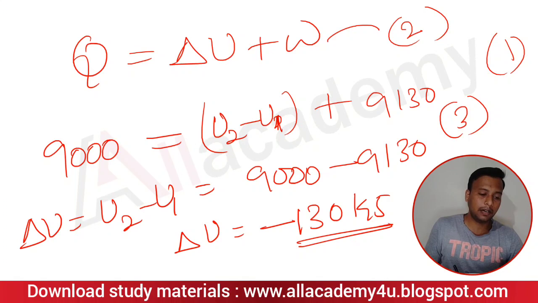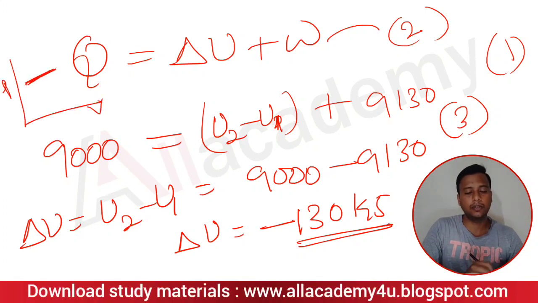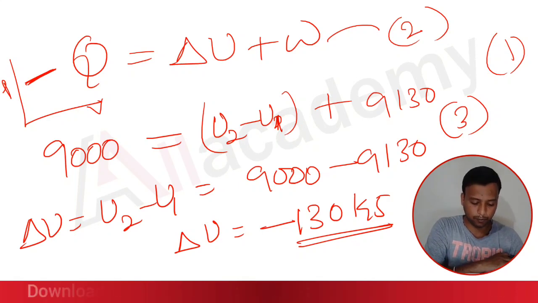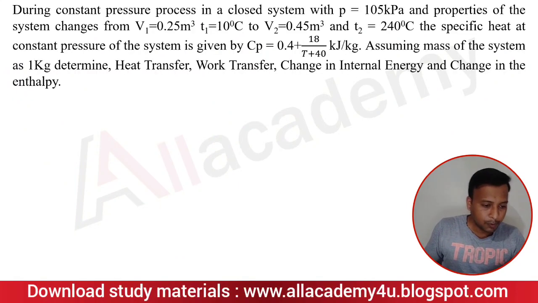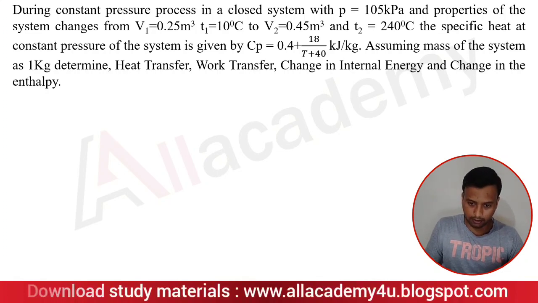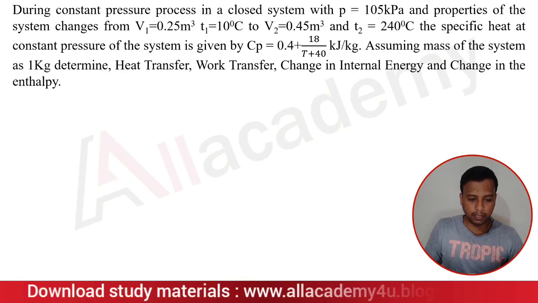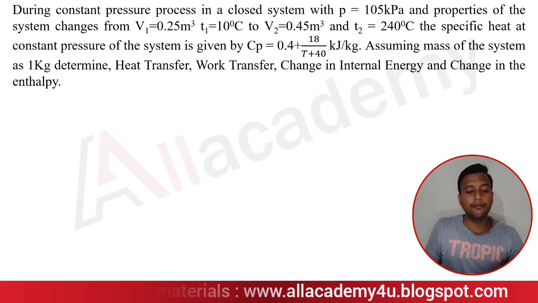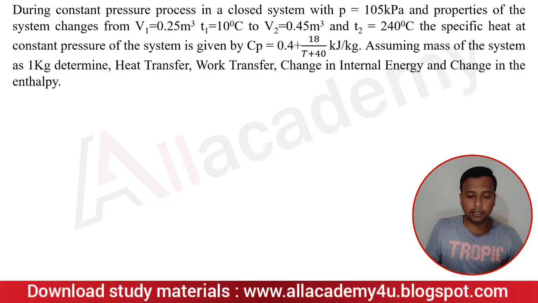So what is the PV diagram for this one? It is a constant pressure process PV diagram. So this is a constant pressure process problem. The next problem statement is: during the constant pressure process in a closed system with P equals 105 kilopascal, the properties of the system change from V1, that is 0.25 meter cube, and T1 of 10 degrees Celsius, to V2, that is 0.45 meter cube, and a temperature of 240 degrees Celsius.